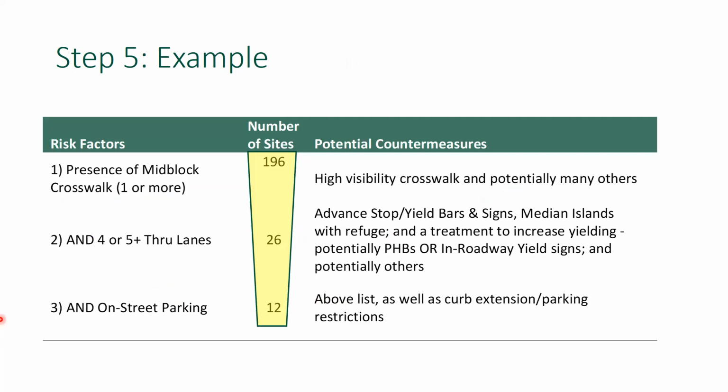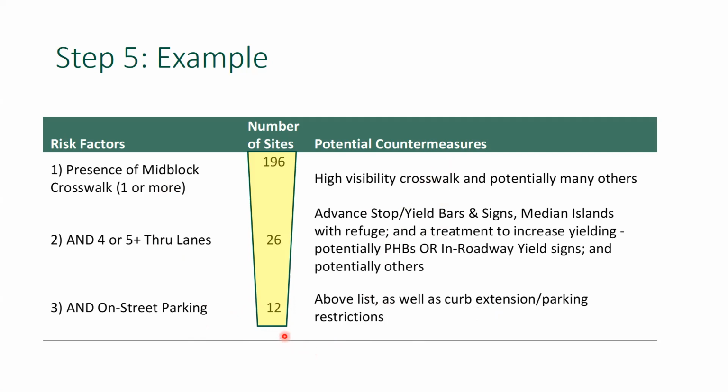Okay, so risk factor was presence of a mid-block crosswalk. There were 196 sites. You want to make all those things high visibility crosswalk, and the other countermeasures that we saw before. And then 4 or 5 through lanes, so which is at mid-block crosswalk and 4 or 5 through lanes. And then for those 4 or 5 through lanes, you can do these things, right? And you have on-street parking. So if you have all 3 things available at a site, you only have 12 such sites where you might want to do all of these things, and you might want to do curb extension and parking restrictions. Okay? So these are your countermeasures.